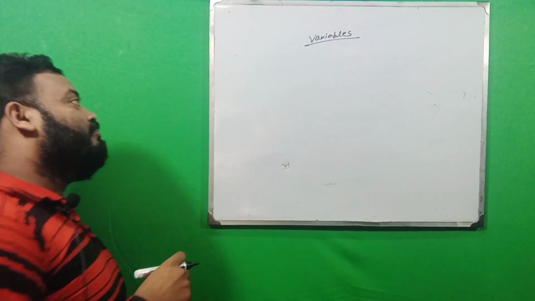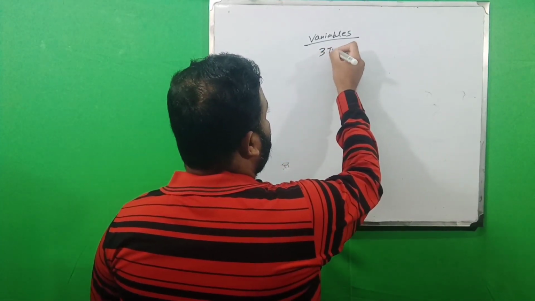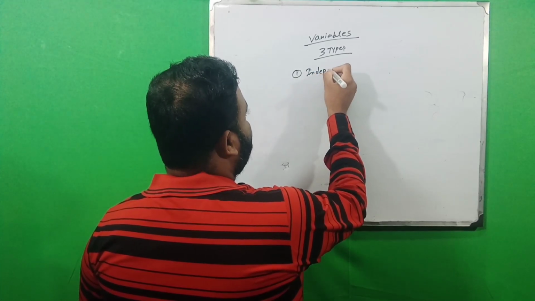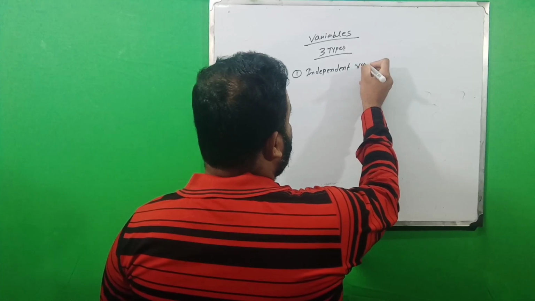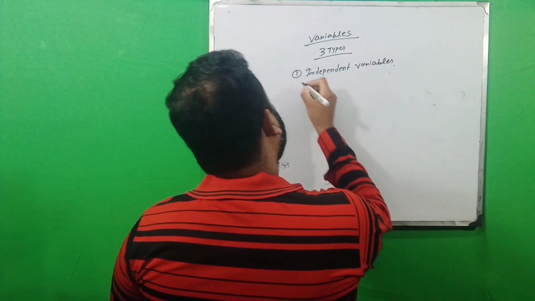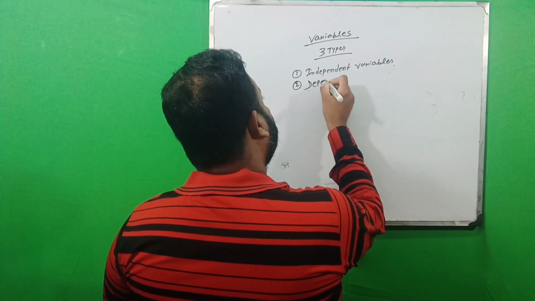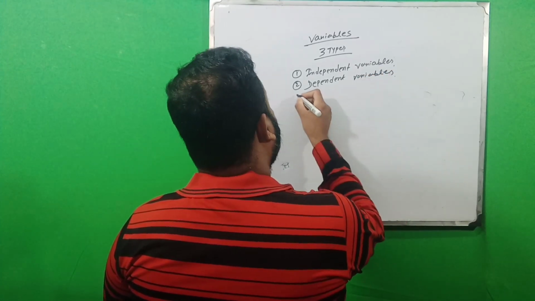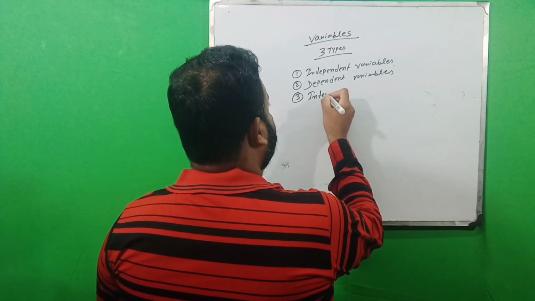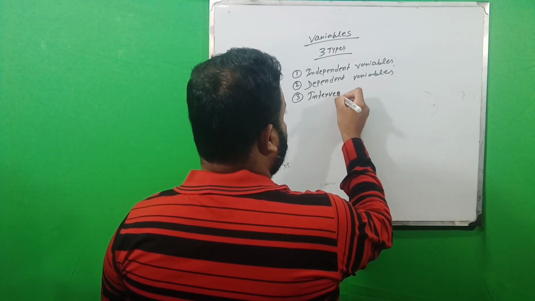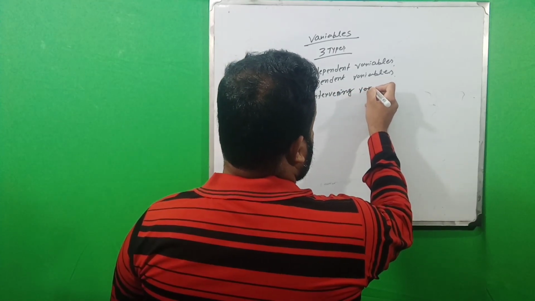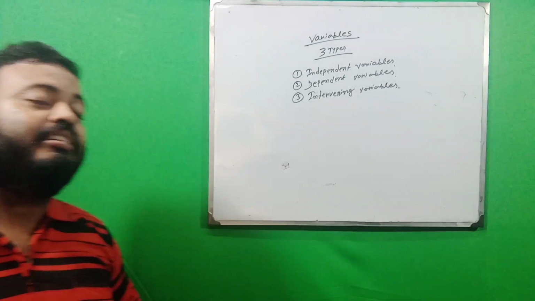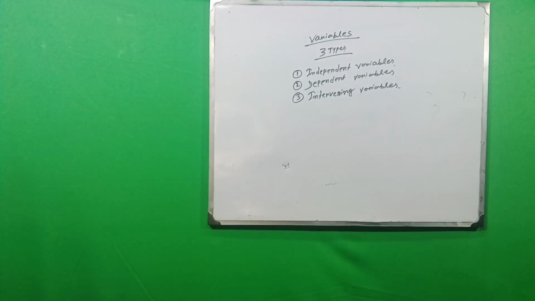Variables are of three types. Number one is independent variables. Number two, dependent variables. And number three is intervening variables. So those are the three types of variables.